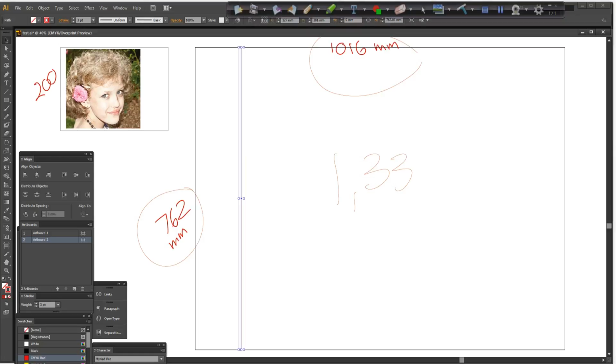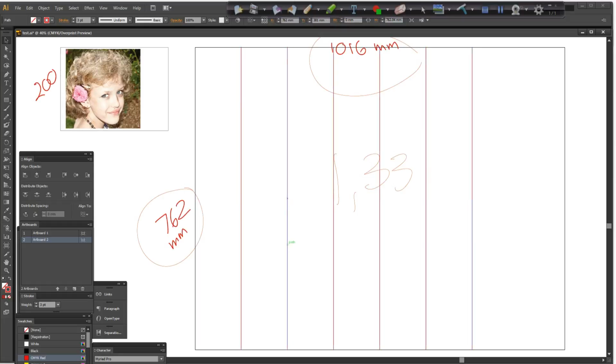So I'm just going to repeat that process, and from that line measure another 127 millimeters until I've got my 8 lines across my canvas. Okay, so now I've got my 8 gaps. 1, 2, 3, 4, 5, 6, 7, 8. Okay. So that'll give me 8 blocks across.